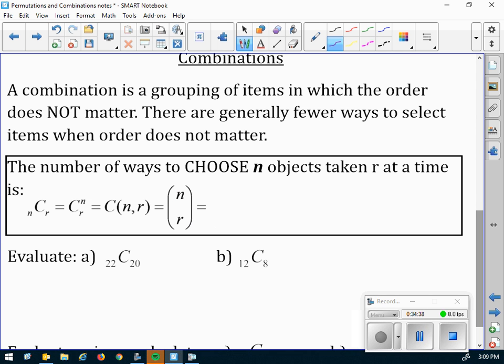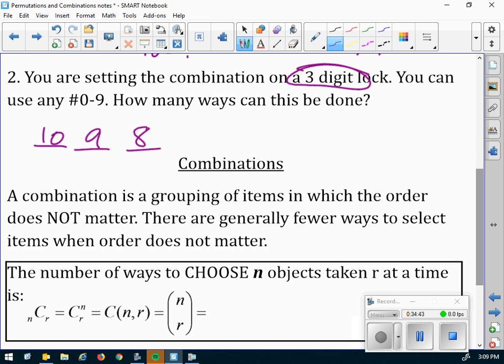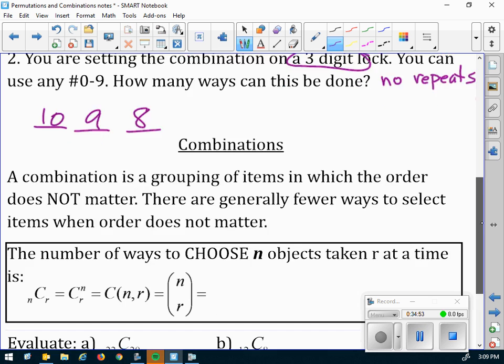Now, let's do that one as a permutation since we're doing permutations. Let's say no repeats.